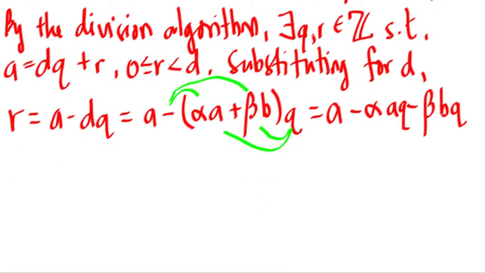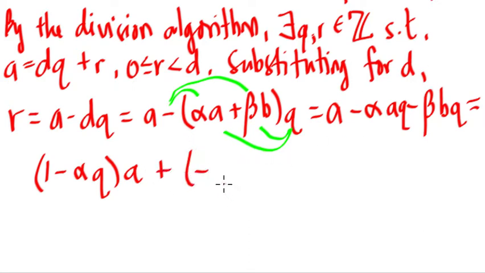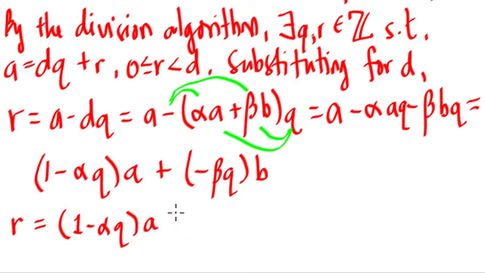Furthermore, it can be written as this. R can be rewritten by getting the common factor in A, so we have 1 minus alpha Q times A. It's minus, let's put the minus sign here, beta Q by commutativity times B. In short, R is equal to 1 minus alpha Q times A plus minus beta Q times B.